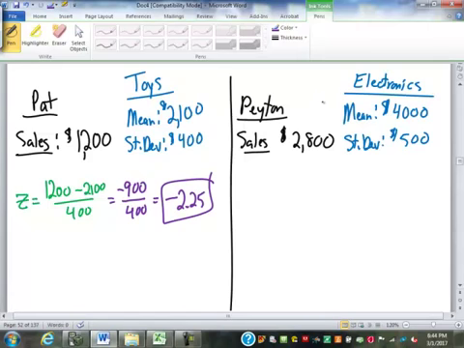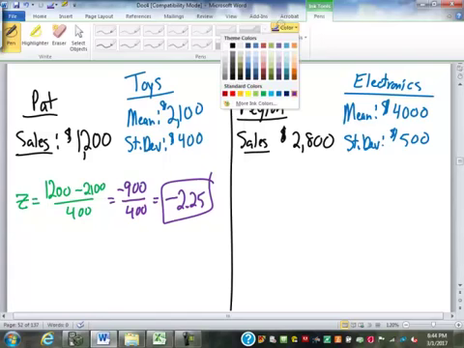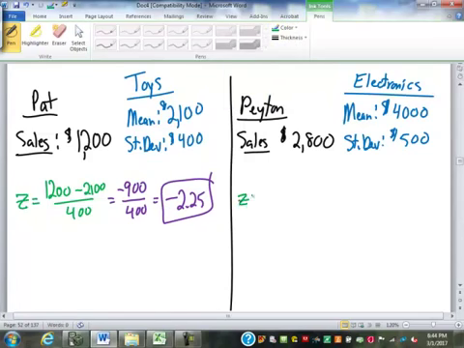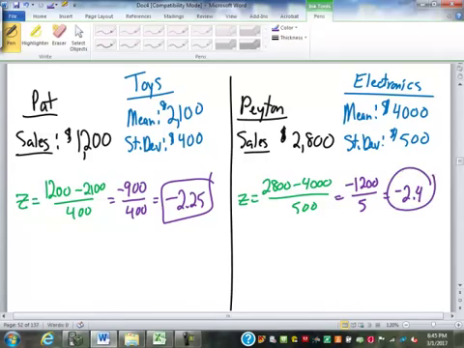What's the negative telling us there? He was below the mean. The z-score of the mean would be 0. Anything below the mean has a z-score negative. Anything above the mean has a z-score positive. For Peyton, the z-score is going to be 2,800 minus 4,000 over 500. So 2,800 minus 4,000 is a negative 1,200. Divided by 500, that's a negative 2.4 standard deviations.